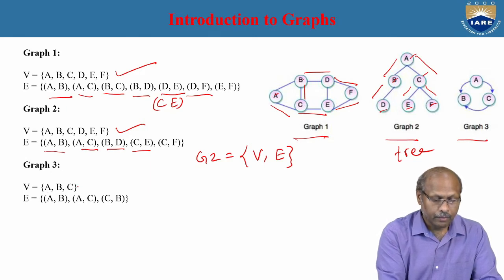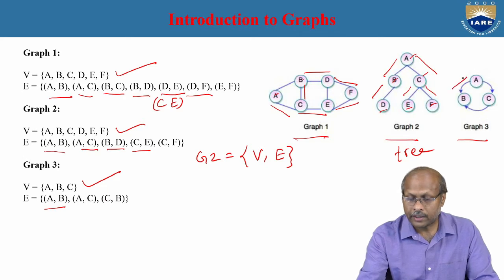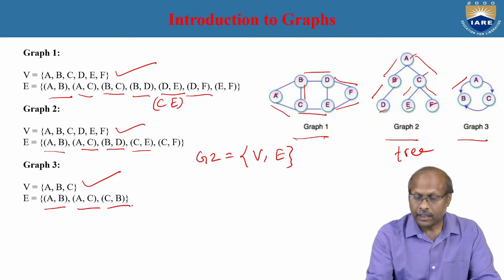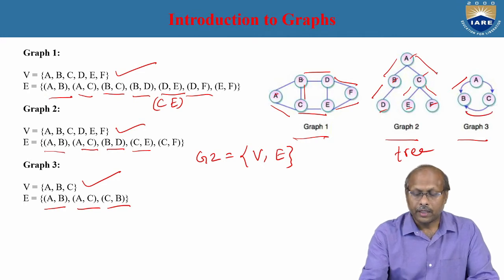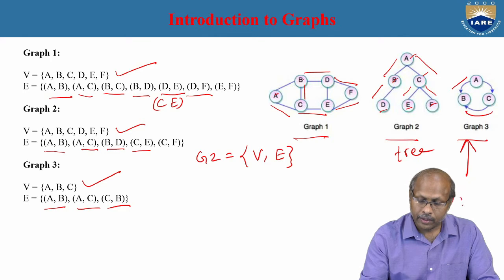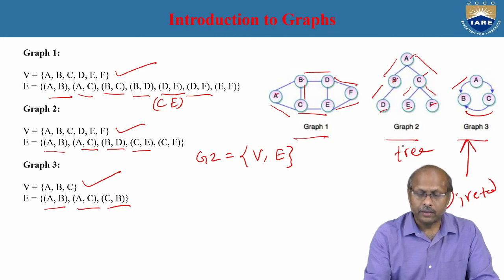Now the vertices are A, B, C, and the edges are AB, AC, and CB, that is, C to B. This graph is called a directed graph. Whereas this other graph is a non-directed graph, where the direction is not specified.